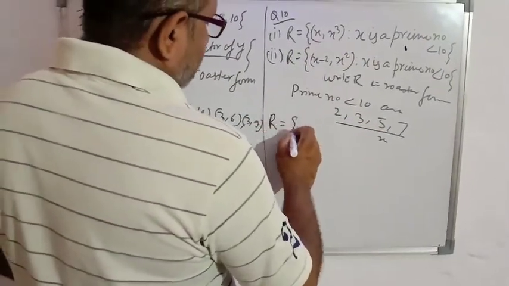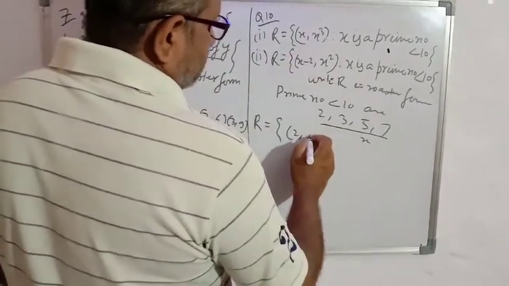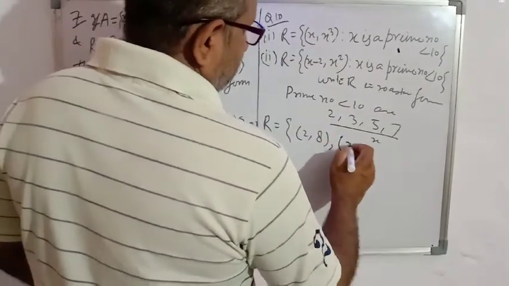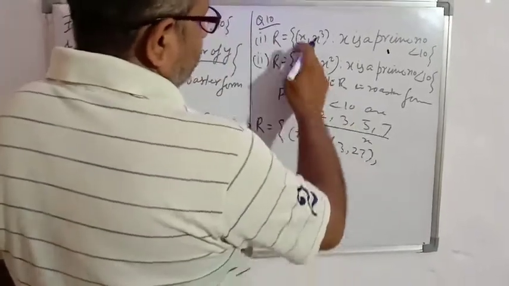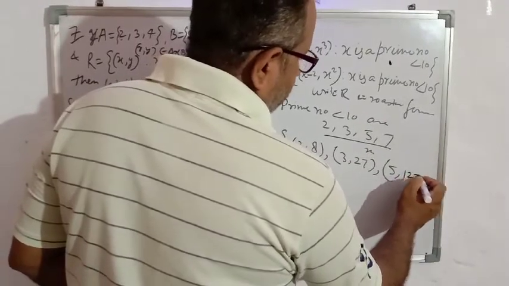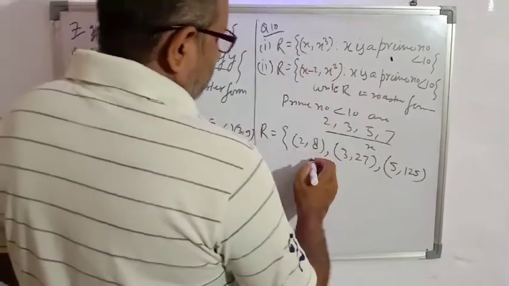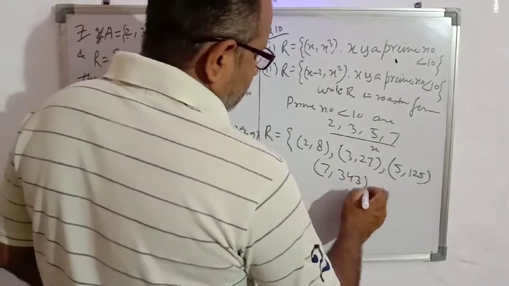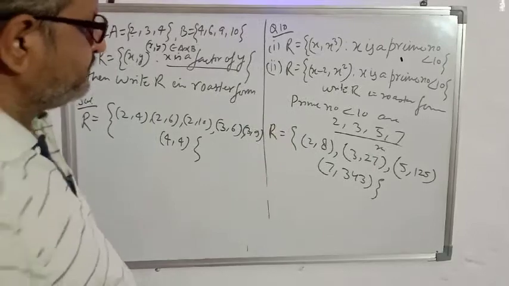So for the first part, take x is equal to 2. So we will write 2, 2 cube is 8. Then take 3, so it will be 3 comma 3 cube, and 3 cube is 27. Then 5. X is 5, second component 5 cube, 5 cube is 125. Last, 7. X is 7, 7 cube is 343. So this is the first part answer in the roster form.